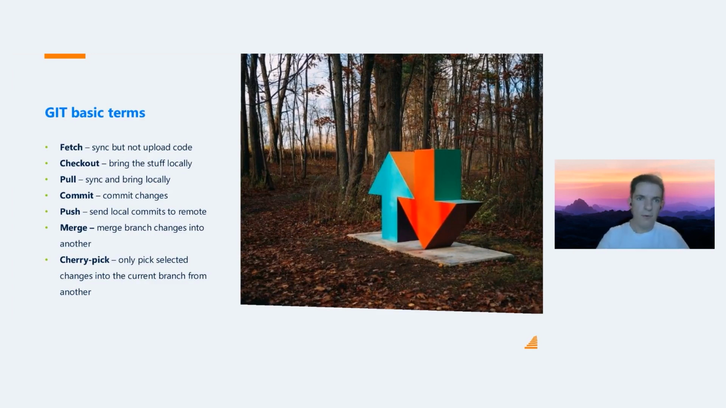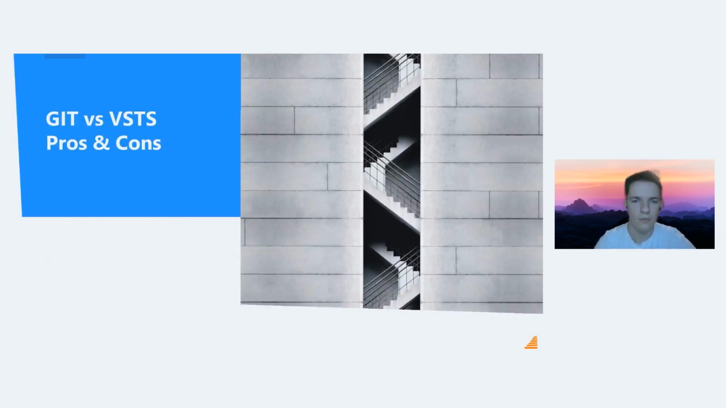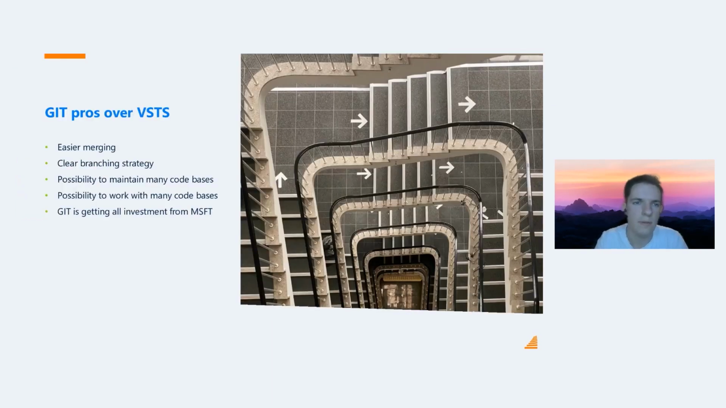So these are a few key terms, principles and facts about Git that I wanted you to know before elaborating a bit more. Next, I'm going to quickly compare Git versus Visual Studio Team Services, or VSTS, or TFS-styled source control, and I'm going to give you some pros and cons. So from our experience, what are the Git pros over VSTS source control?